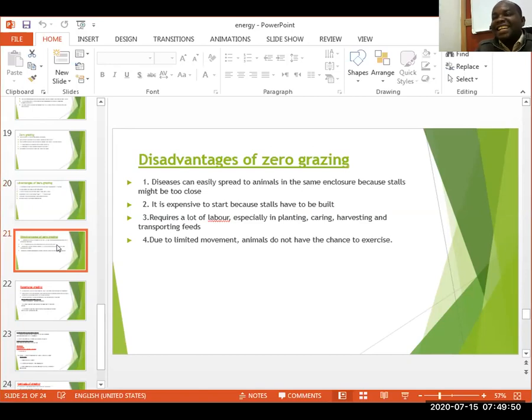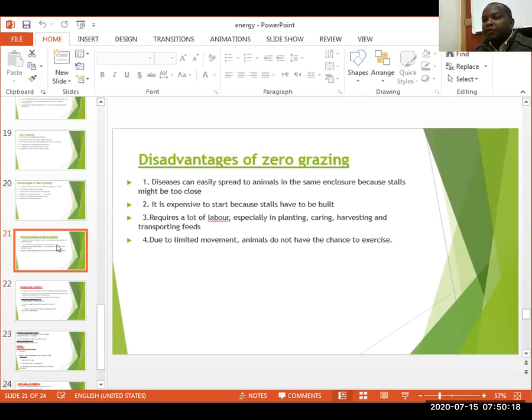Now we look at the disadvantages, the negative things about zero grazing. Let's look at them. Number one, diseases can easily spread to animals in the same enclosure because stalls might be too close. When we talk of enclosure, I mean the stalls, because the movement of the animal is restricted, therefore it is an enclosure.